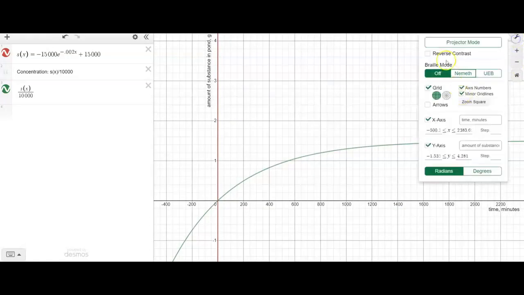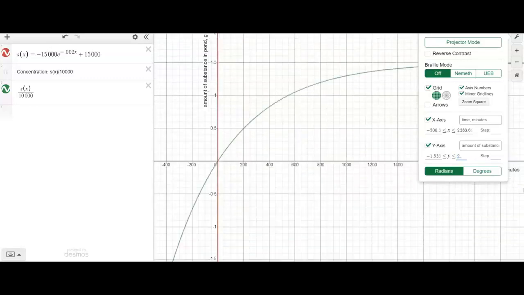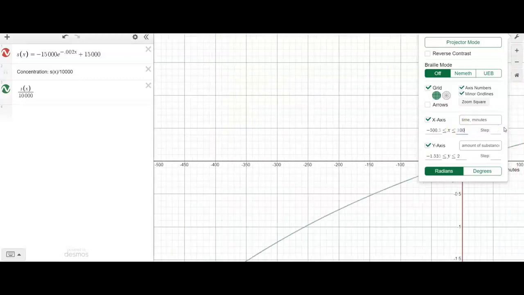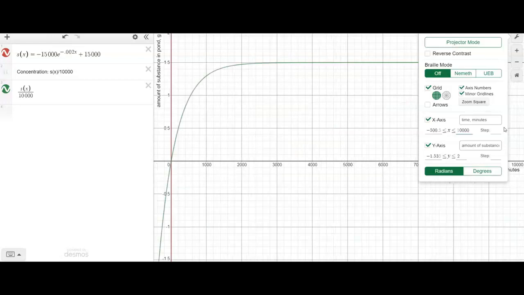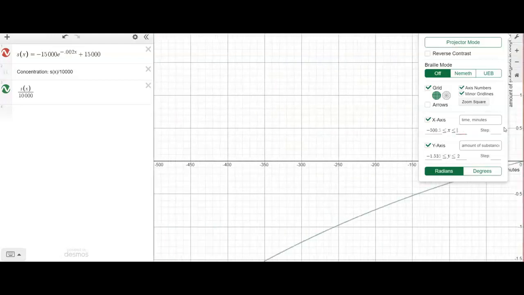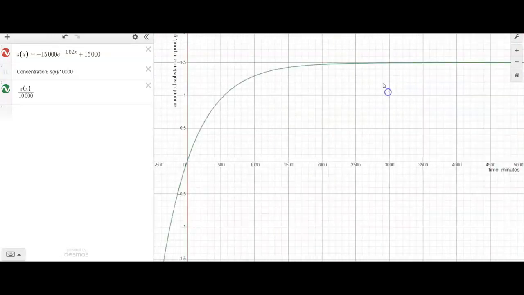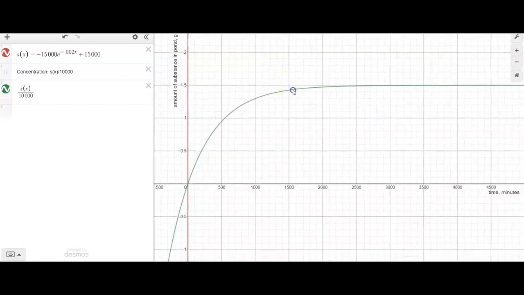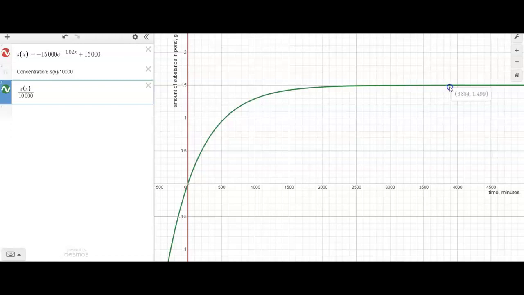And now I can get in here and kind of tweak this a little bit. I don't want to go quite up to 4. I can see that that's going to be well below 2. So now I can change my x-axis to go to, let's say, there's 1,000, there's 10,000, probably up to about 5,000 minutes. There we go. That looks pretty good. And I can see that that concentration is approaching 1.5 grams per gallon.